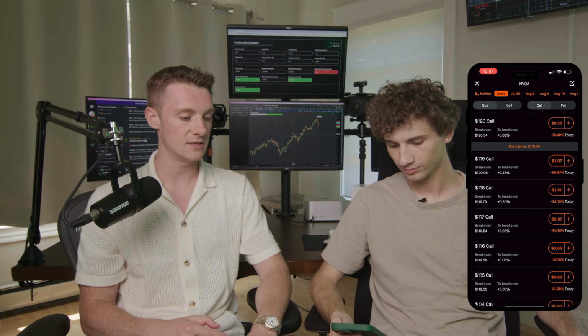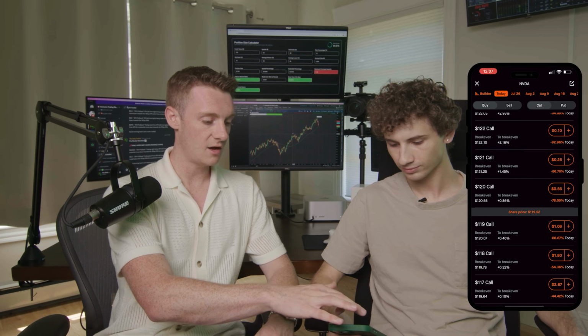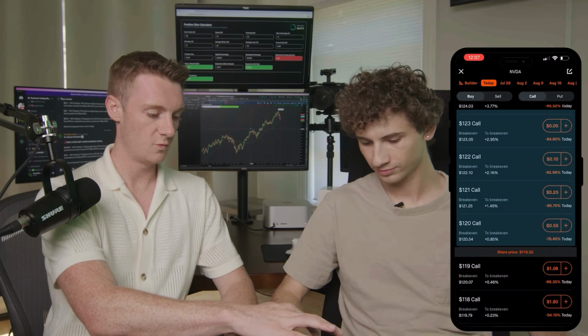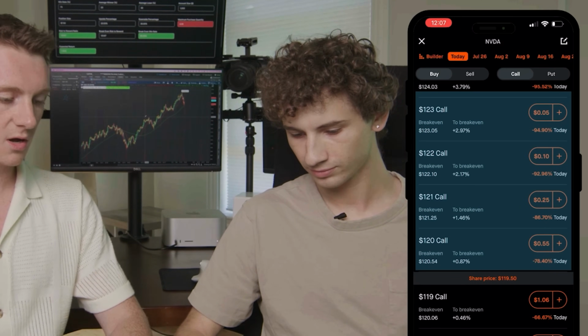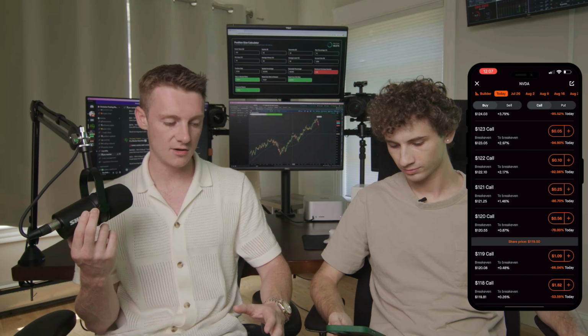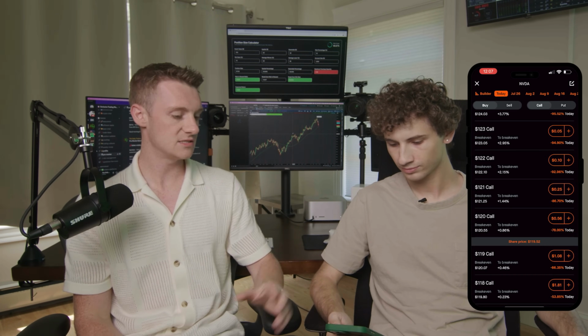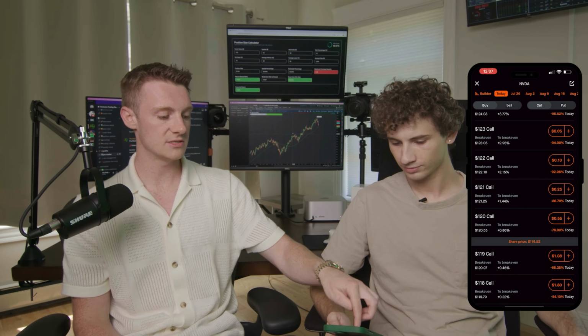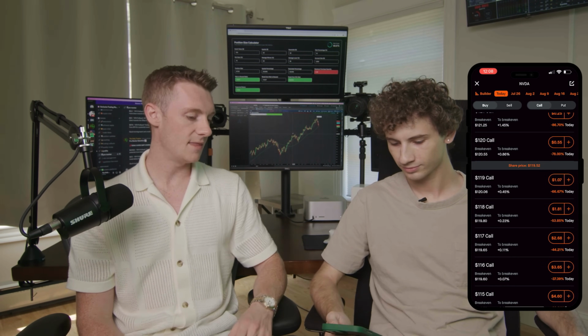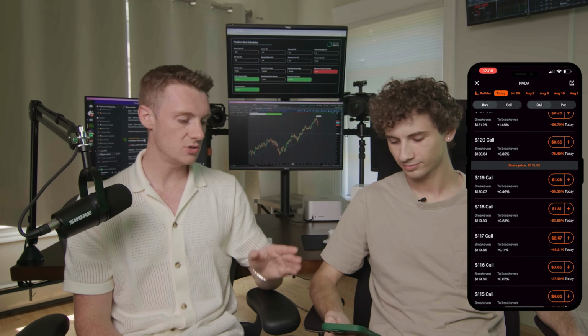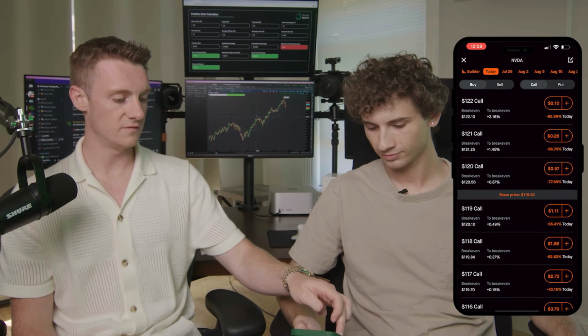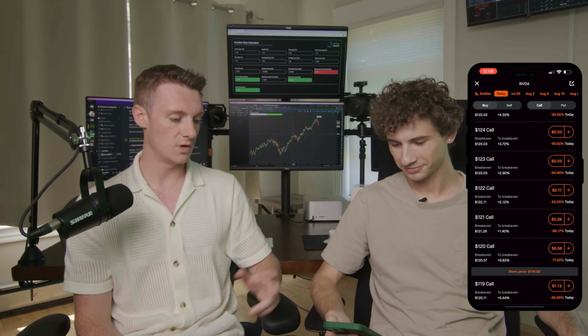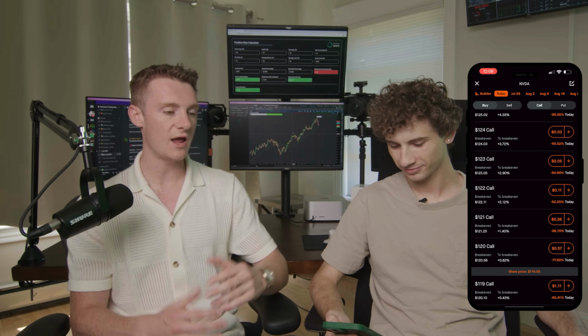Those are inherently safer. Now, anything above the current share price, 120 calls, 121 calls, those are called out of the money contracts, and they're gonna be riskier. They essentially have less value, whereas the ones in the money have more value. And then with puts, it's just the opposite. So you can go about choosing one of these contracts. The 121 calls, the 130s, whatever you would like.